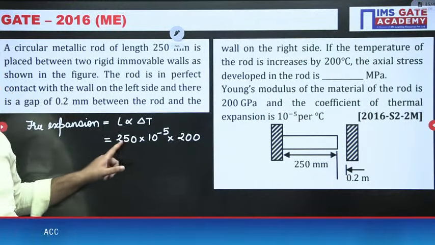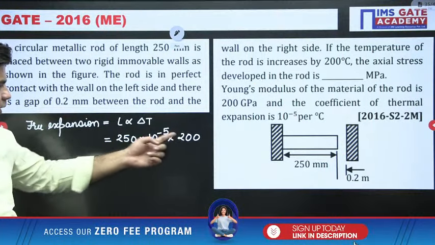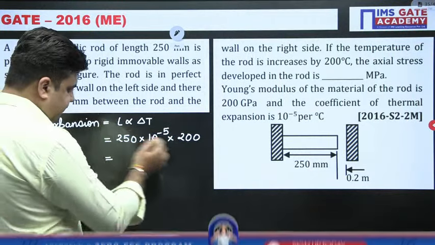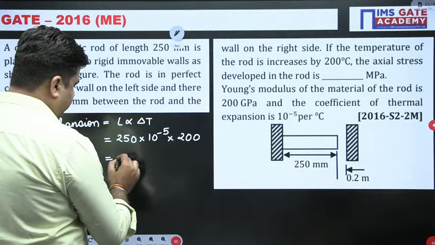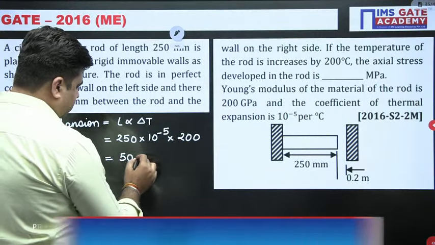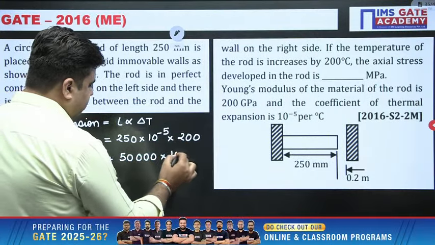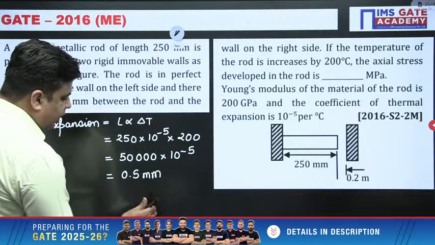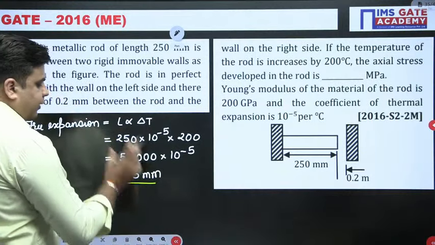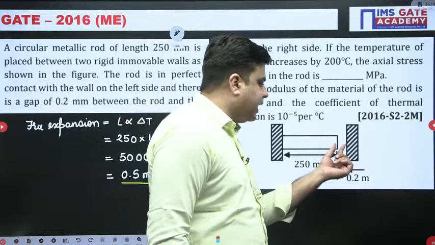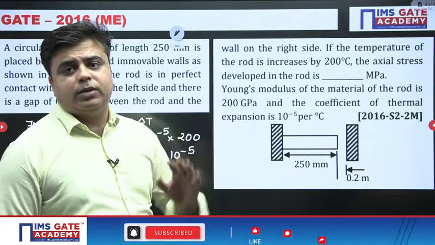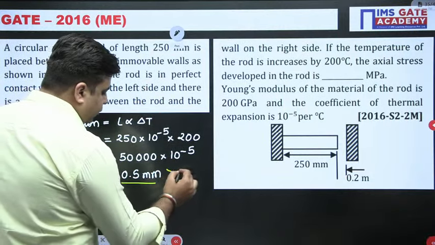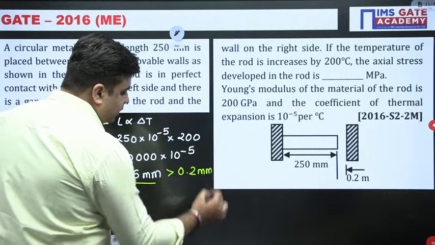Please tell me the value of this. So this will be how much? 3 zeros, 50, 4 zeros. So this will be 25 into 250 into 3 zeros into 10 raised to power minus 5. So this will be 0.5. You can see this: the free expansion of the bar is 0.5 mm. The free expansion of the bar is more than this gap. Hence, thermal stresses will be induced in the bar. Very good, Harshita. It is 0.5 mm. Since this is more than 0.2 mm, therefore, thermal stresses will be induced in the bar.